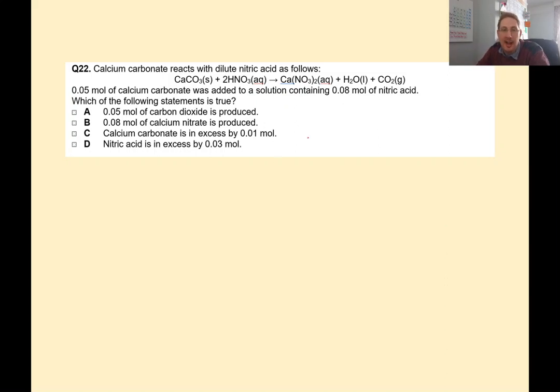Calcium carbonate reacts with dilute nitric acid as follows. 0.05 moles of calcium carbonate was added to a solution containing 0.08 moles of nitric acid. Right, so 0.05 moles of calcium carbonate would need 0.10 moles of nitric acid. Okay, so there's not quite enough there.